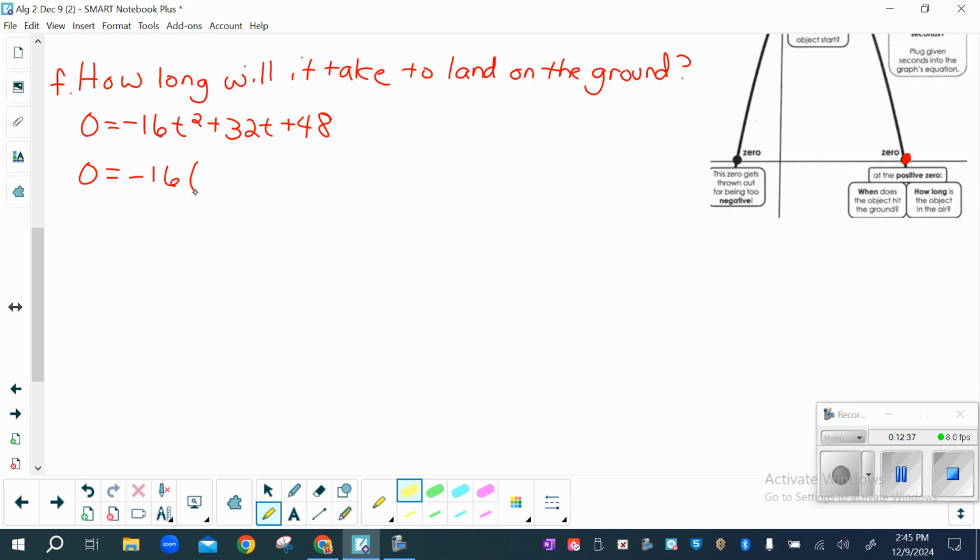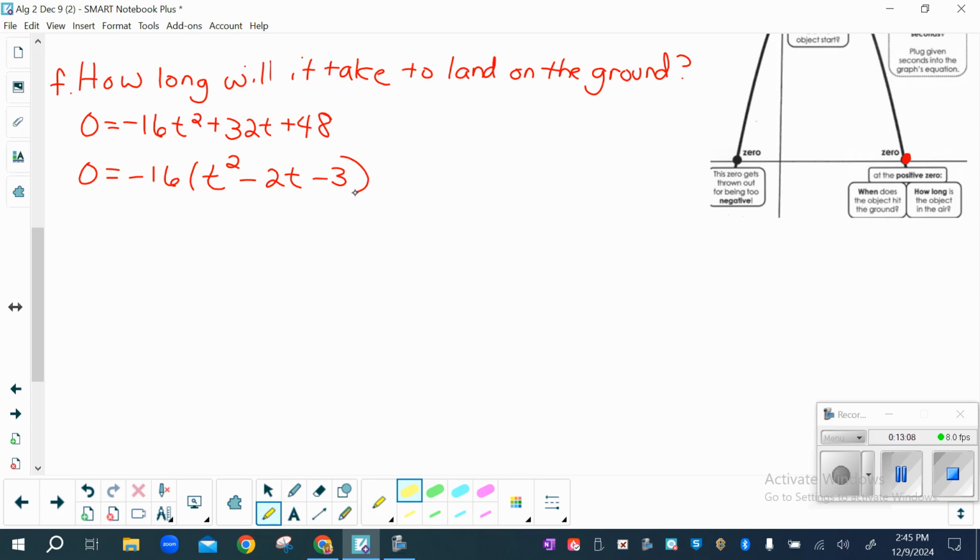So we're going to factor out a negative 16, and we get t squared. Negative 16 times what is 32t? 2. Plus or minus? Minus 2t. Why is it minus, Cohen? Because negative times negative makes it positive. That's right. And then negative 16 times what is 48? Negative 3. So then what do we do next to solve that?